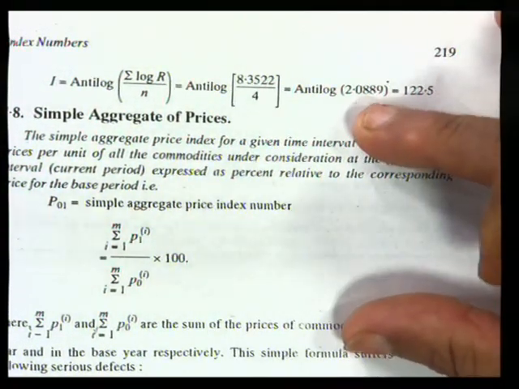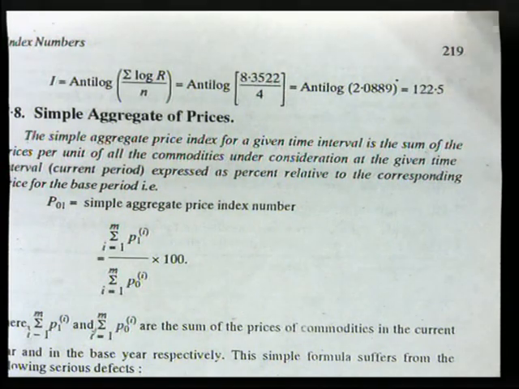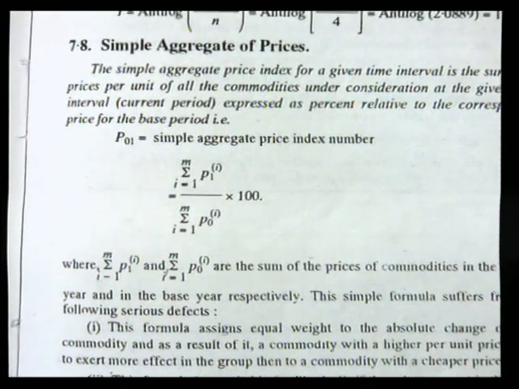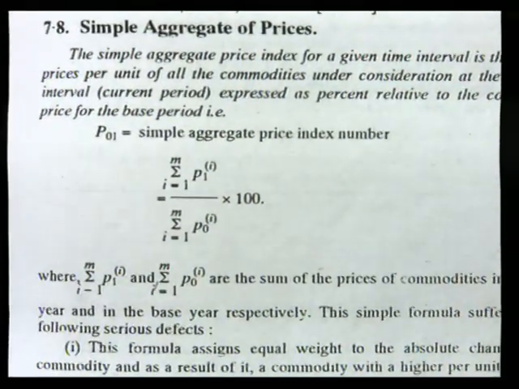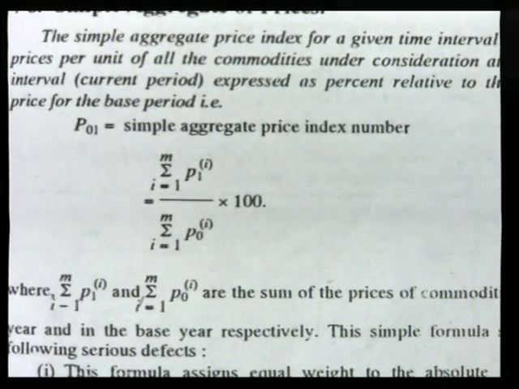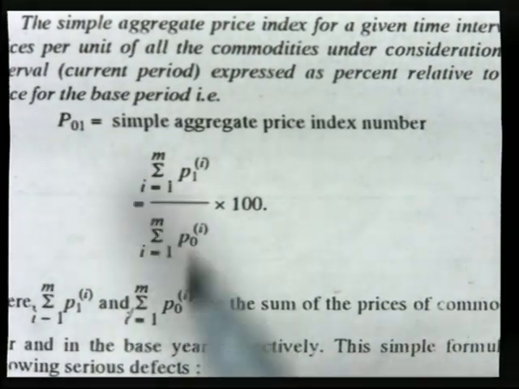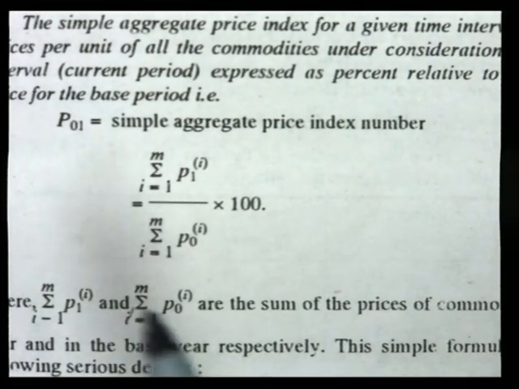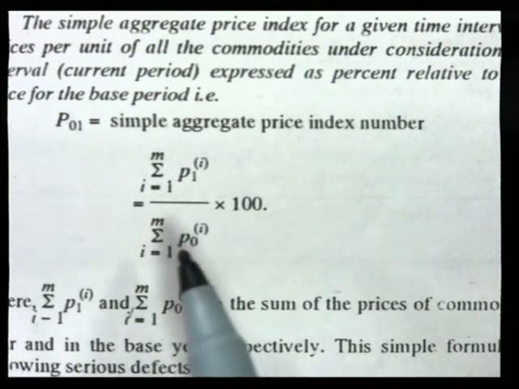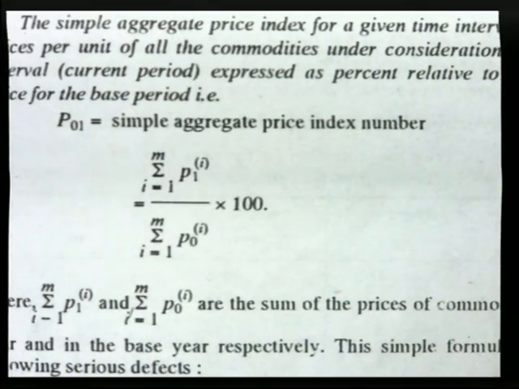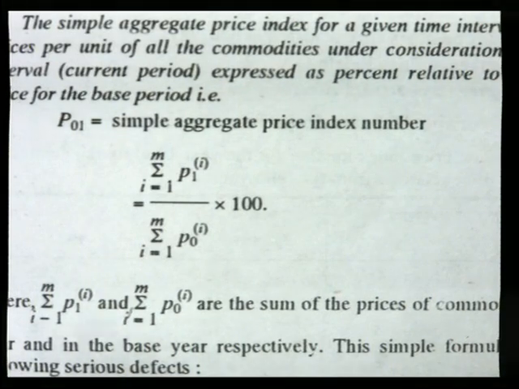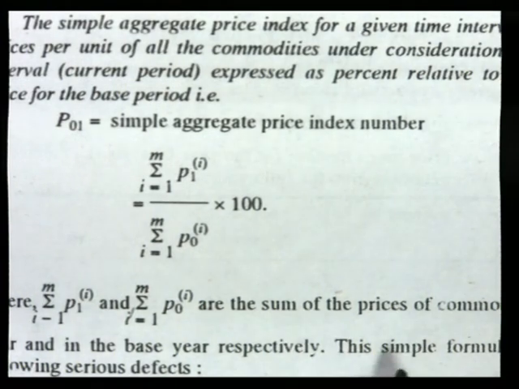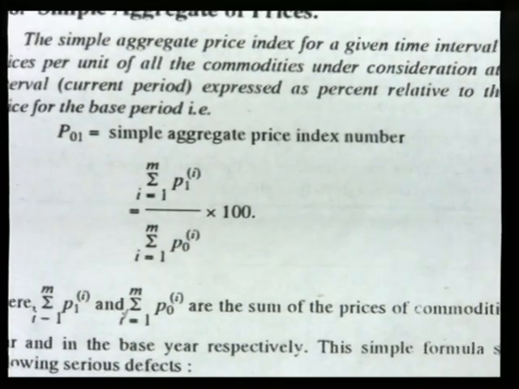Now you can see, students, what is the difference between these two? Before this we saw the method in which we find P1 upon P0 and then take the summation. Here in this method we take sigma P1 upon sigma P0 multiplied by 100. So we find the summation of the current year's prices, then the summation of the base year prices, and then we take the ratio and multiply by 100, where sigma P1 and sigma P0 are the sums of the prices of the commodities in the current year and in the base year respectively.